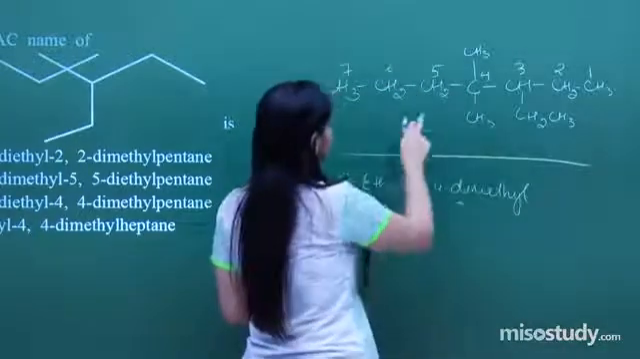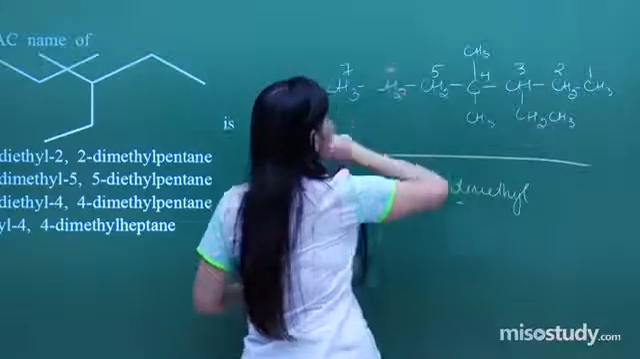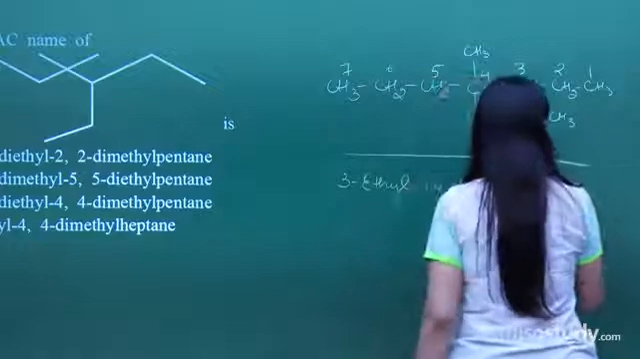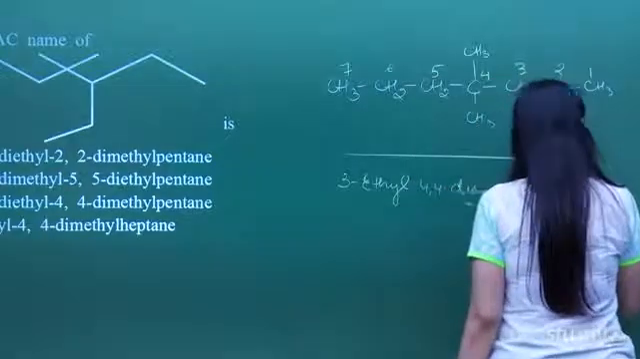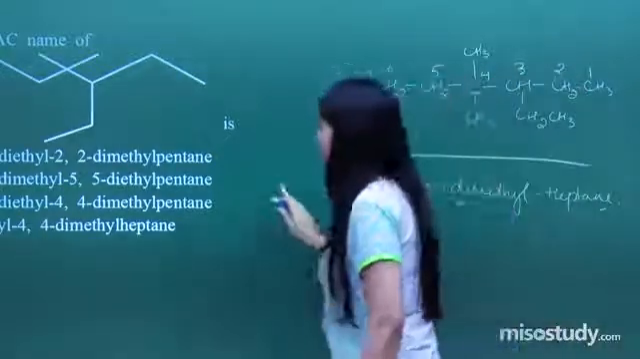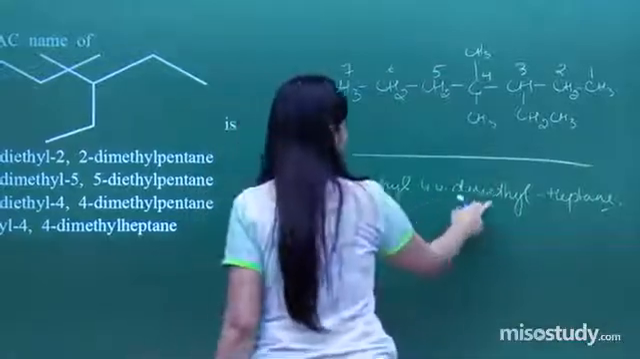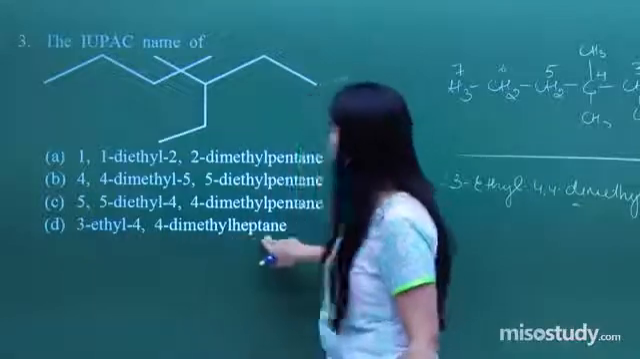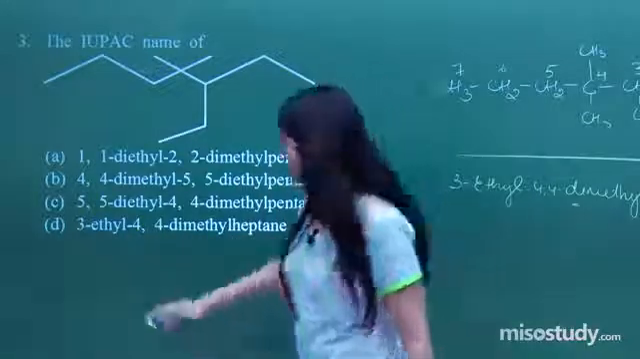And what else do I need? It is a chain of 7, that means heptane. So I've got it. So let us just try to match our answer from any of the options. It's 3 ethyl 4, 4 dimethyl. Can you see anywhere 3 ethyl 4, 4 dimethyl heptane? So that is our answer.